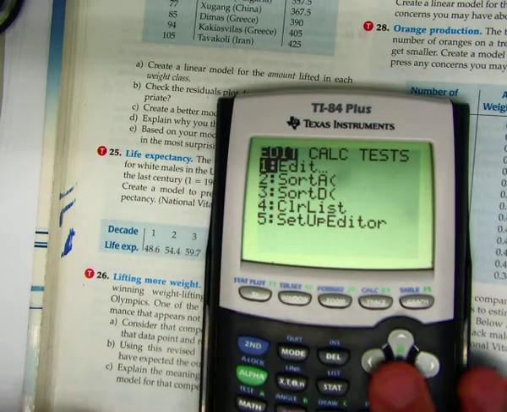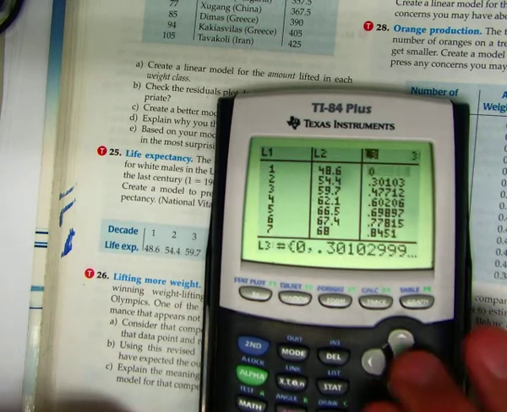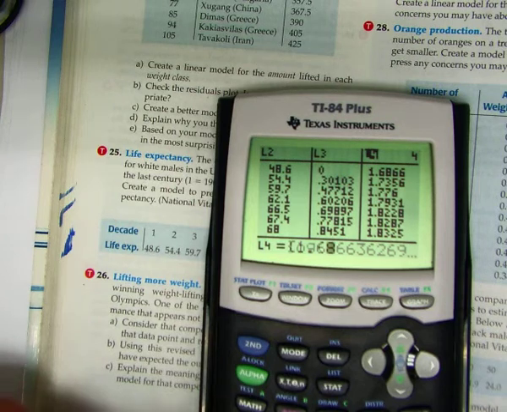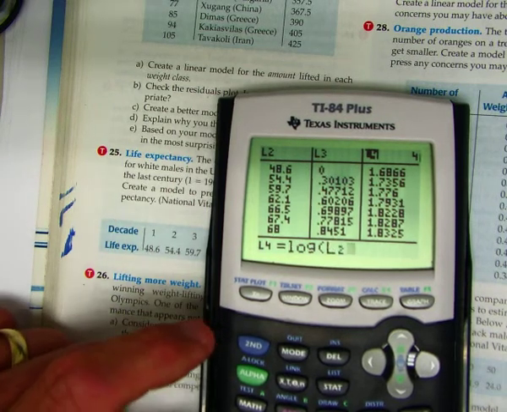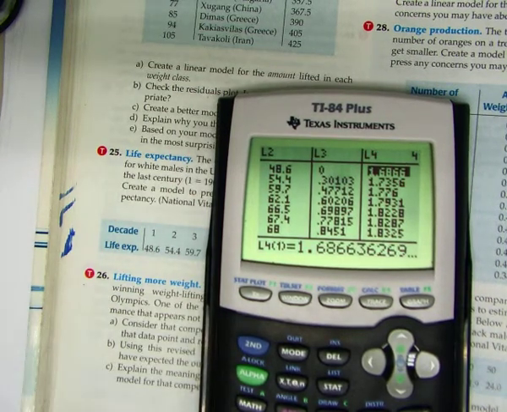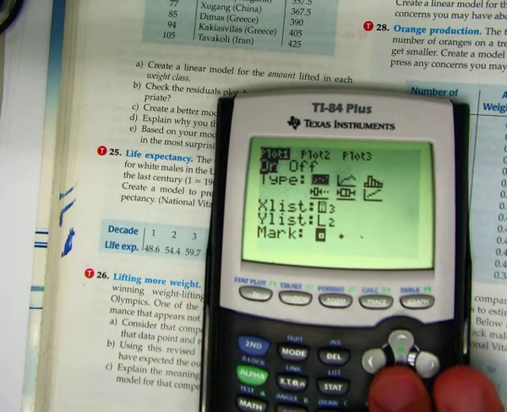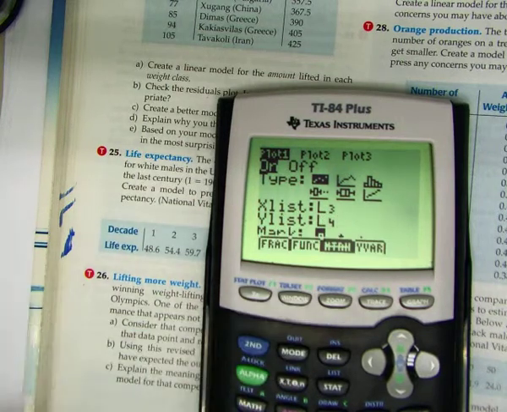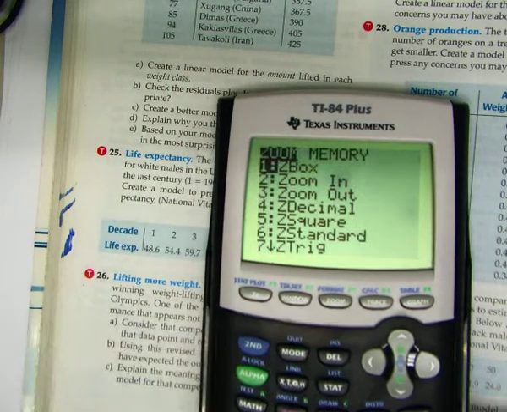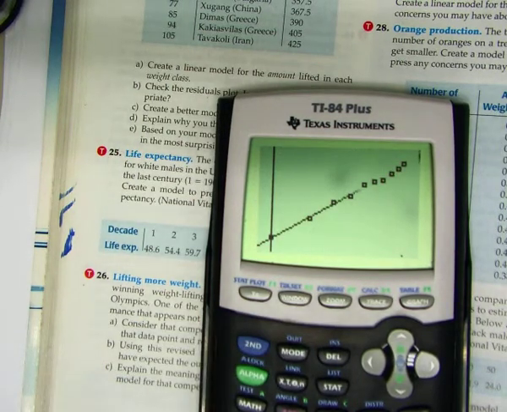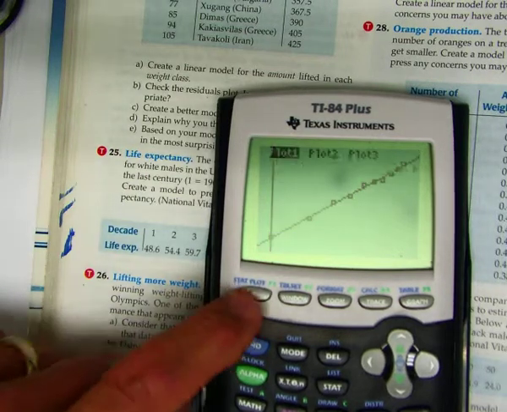So I'm going to go to L4 and then I'm going to do the log of L2. Alright, so I've got an L3 log of x and an L4 log of y. So let's go and we're going to do L3 versus L4. And I actually drew the line there.